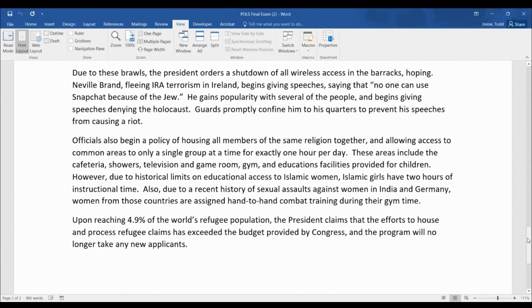Officials also begin a policy of housing all members of the same religion together and allowing access to common areas to only a single group at a time for exactly 1 hour a day. These areas include the cafeteria, showers, television, game room, gym, education facilities that are provided for children. All right, now, let's deal with that part first, actually. Should be obvious. What you're looking at there is going to be the chapter on civil rights, and what you see is something on segregation.